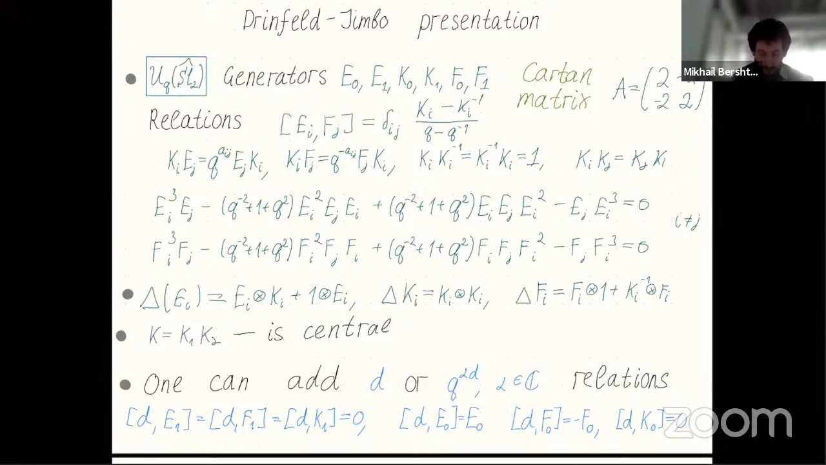Everything is clear. Here is the formula for the coproduct. I just copied it from the first lecture. This is why it is written already. Now this matrix is degenerate, and it leads to the fact that the product of K0 and K1 will commute with any other generator, with E and F. So this is a central extension, if you want.